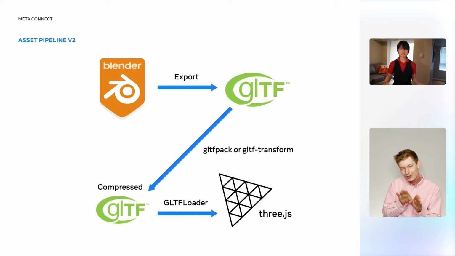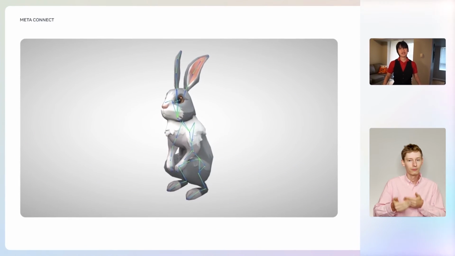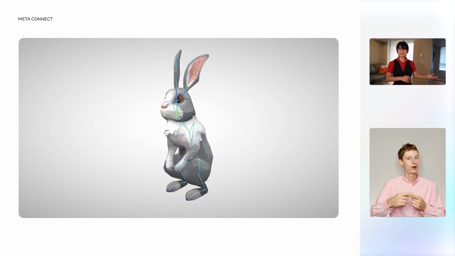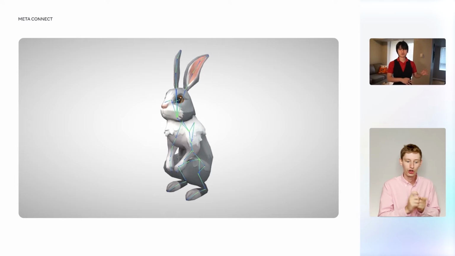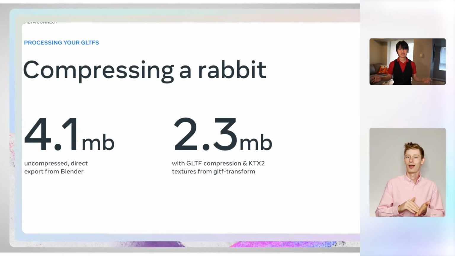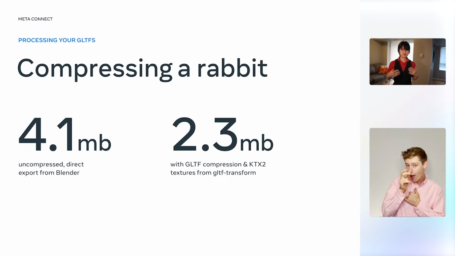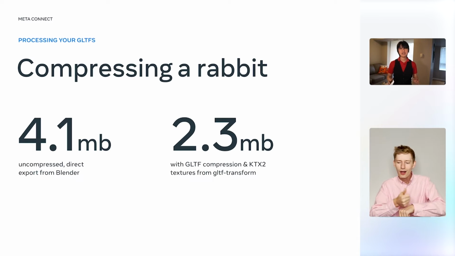It let us fix bugs in our pipeline, fine-tune our compression settings, and automatically export all of our models to capture those changes whenever we updated them. And also, it was valuable for the file size and runtime memory savings. Let's take this rabbit model, just one of many in Project Flowerbed. The version that we exported straight from Blender was 4.1 megabytes, and running it through our processing and compression script brought it down to 2.3 megabytes, almost half the size.